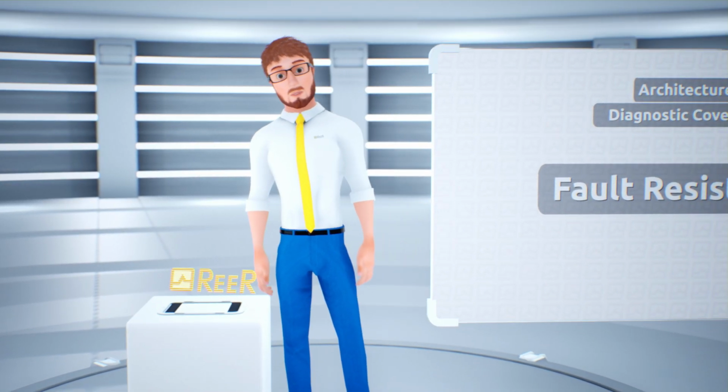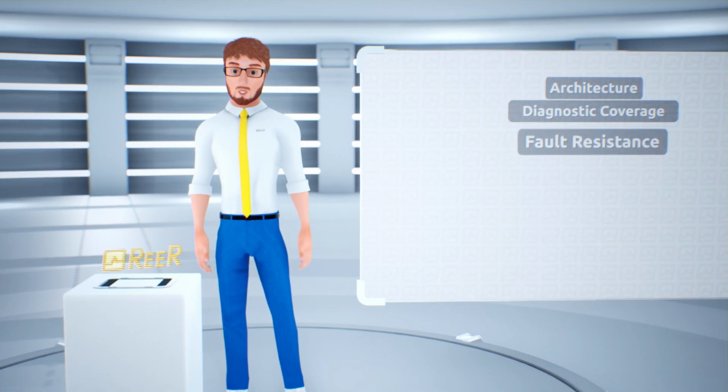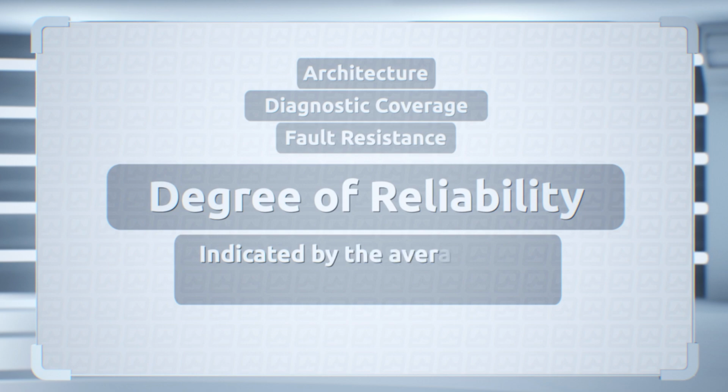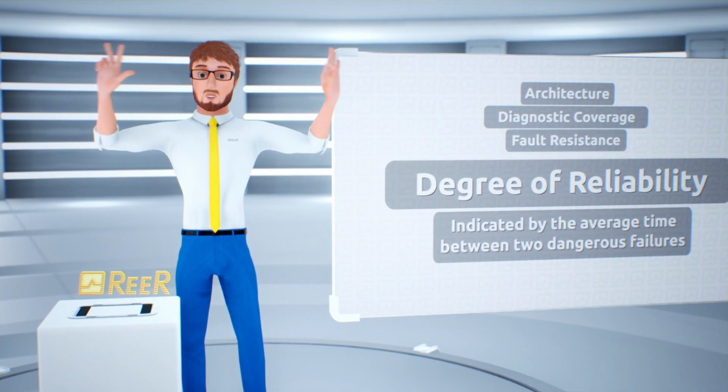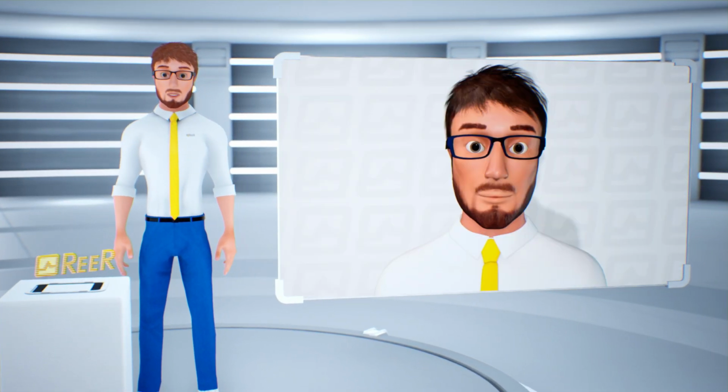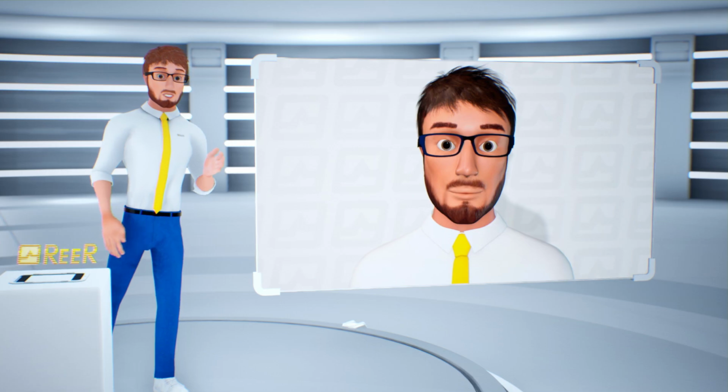Finally, the last parameter is the degree of reliability, indicated by the average time between two dangerous failures. This must be of at least 30 years. It seems like a very long time, right? And I would probably look like this by then.